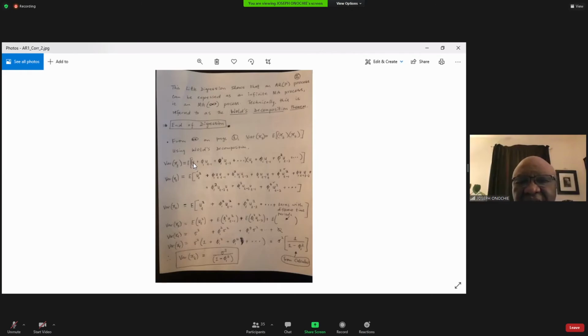What is ut times phi 1 ut minus 1? It is phi 1 ut minus 1 times ut, and so on. Then phi 1 ut minus 1 times phi 1 ut minus 1 is phi 1 squared ut minus 1 squared, yes? So that's this one. And then for the third one, phi 1 ut minus 3, I put it here.